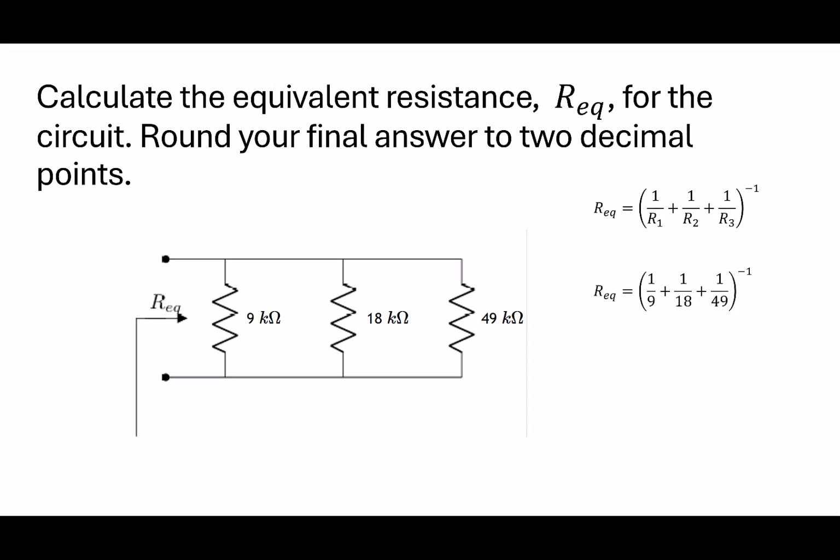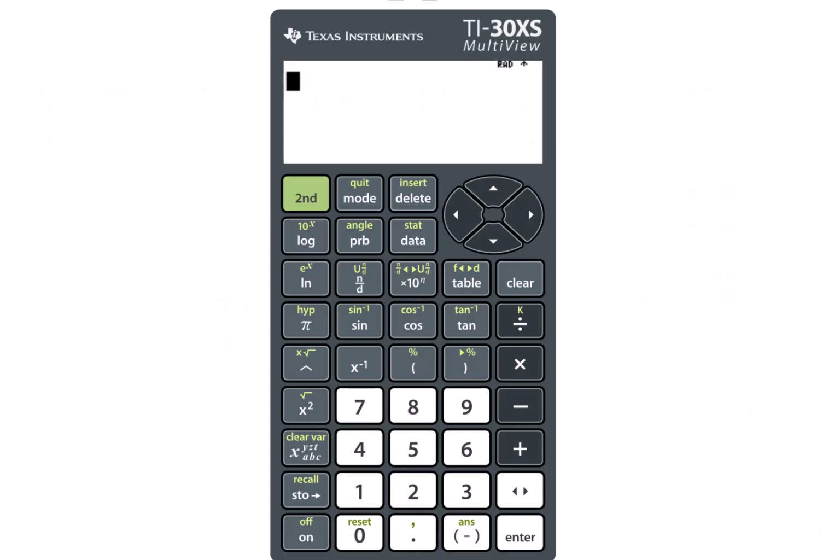That means we'll find 1 over 9 plus 1 over 18 plus 1 over 49, get that value, put it to the negative 1, and let's go over to a calculator so I can show you what that looks like. Let's start with just a regular scientific calculator.